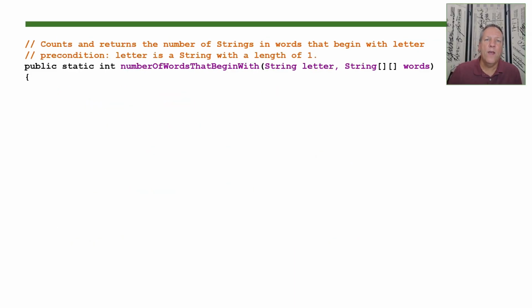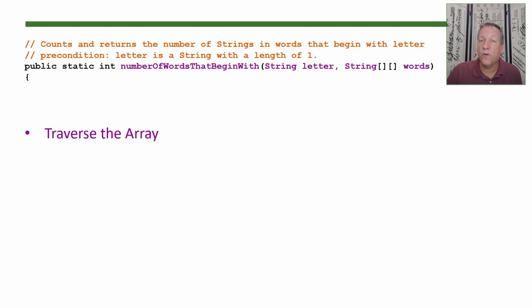Let's try another one. Here, let's implement an algorithm that counts the number of elements in our 2D array that have a particular property. This method accepts a string of length 1 called letter and a 2D array of strings called words, and we want to return the number of strings in words that begin with the string letter. So again, let's discuss the steps of our algorithms first to determine how we're going to do this, then we'll implement the algorithm in code.